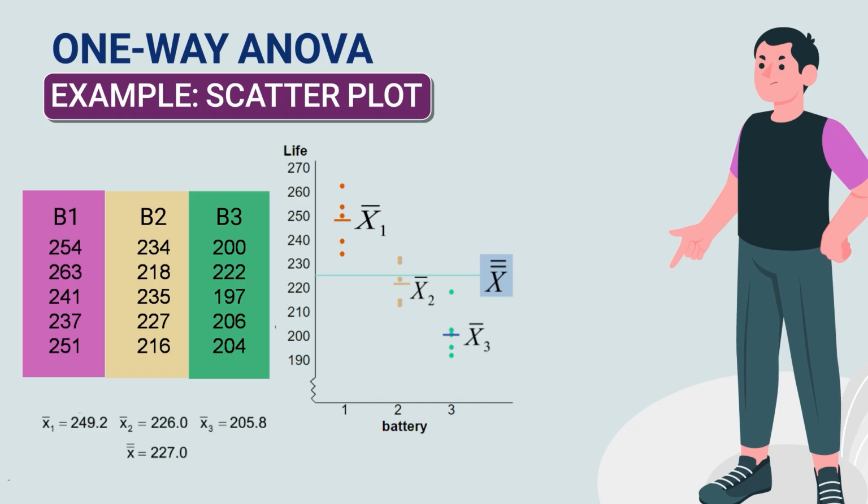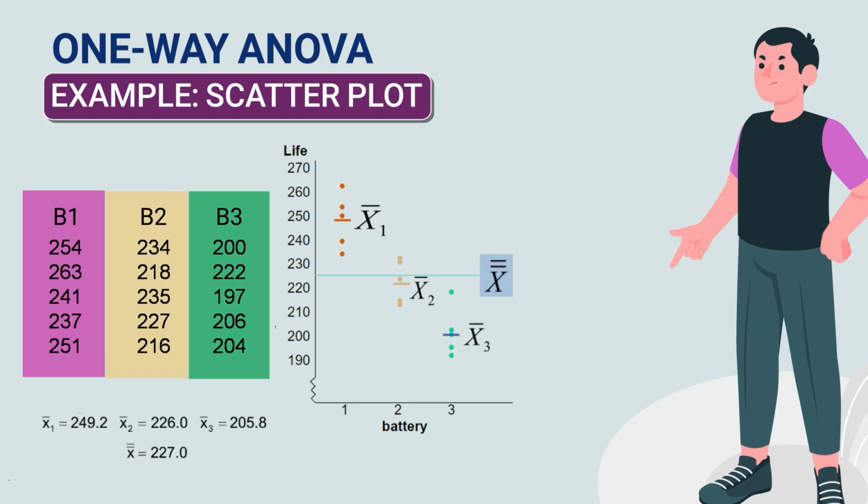Average for the first sample is 249.2, average for the second sample is 226, and average for the third sample is 205.8. Now these values are graphically shown in the form of a graph, 3 batteries. So we have the values in the form of dots for each sample, and we have the average value, x1 average for the first sample, x2 average for the second sample, x3 average for the third sample, and then we have the overall value. So we want to know whether there is a difference between these means or not.